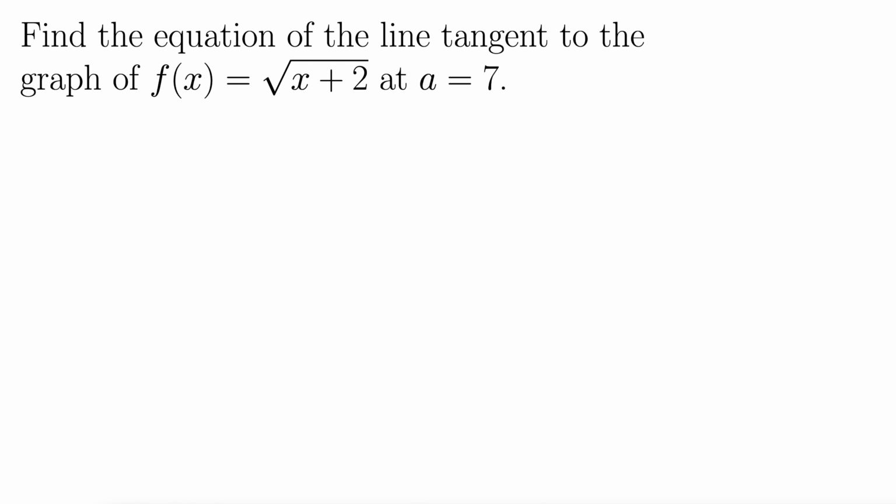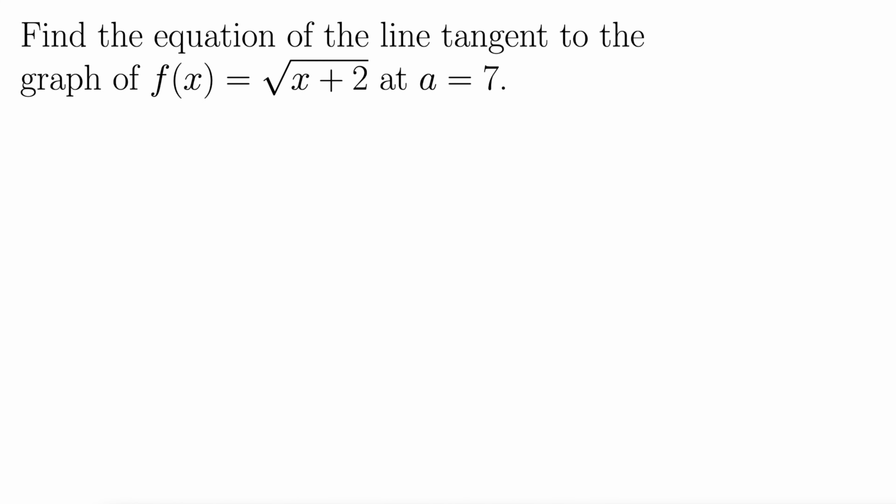In this example, we're looking to find the equation of the line tangent to the graph of f of x equals square root of x plus 2 at the point a equals 7, which is an x value. And we'll be using the limit definition of the derivative here. So when we're asked to find the equation of a tangent line, we need to remember simply what the equation of a line looks like.